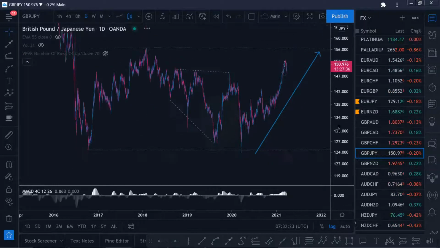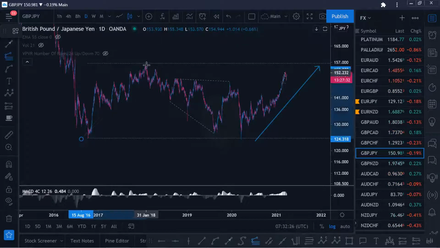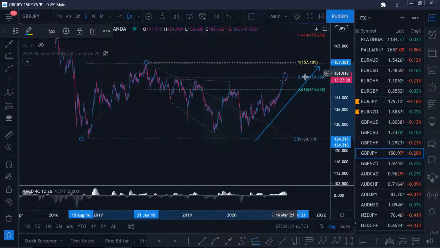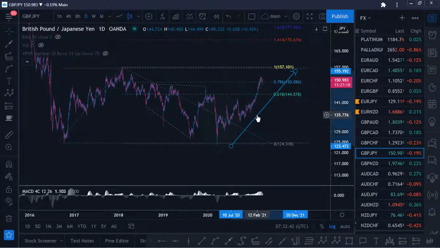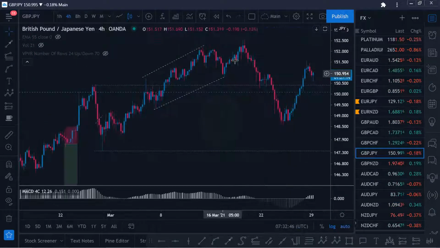Pound yen, same thing. Very, very clean corrective structure. You can see we have a nice clean A wave, very clean corrective B wave, another C wave to the upside. We're flirting with this 0.786 region. Obviously still potentially a little more upside, but we've definitely done enough to turn to the downside, and we'll be monitoring that on the lower timeframes, waiting for the turn, ready to see what comes out of this structure now.